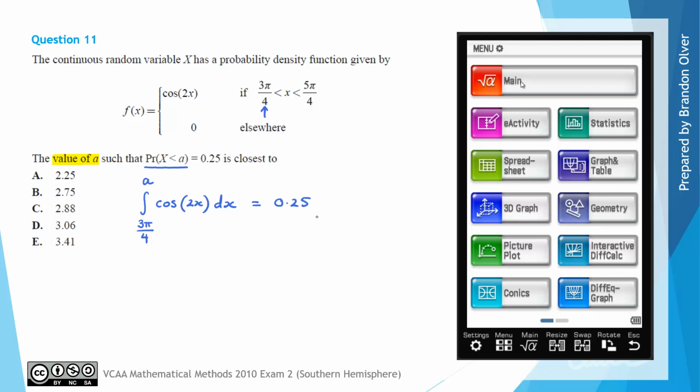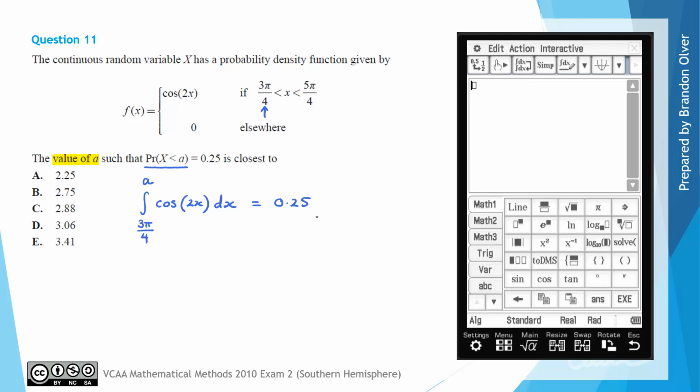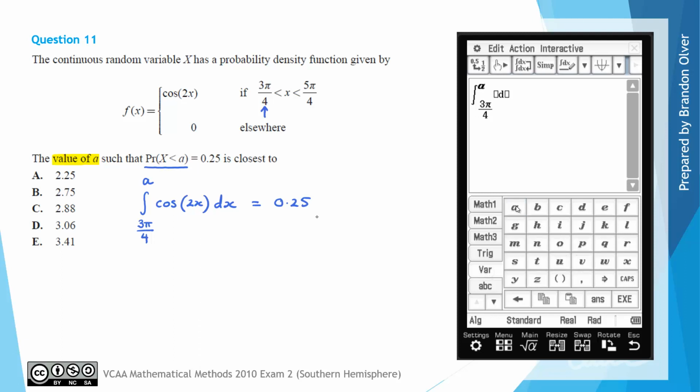On the CAS calculator, go into the main menu. Next, we want to type in the equation that we just identified that needs to be solved. So hitting the keyboard button, we can bring up the soft keypad. And under Math 2, we can find the integral symbol. So our lower bound needs to be 3 pi on 4, so 3 pi divided by 4. And our upper bound is the value of a. So we go variable a to get that on the calculator.